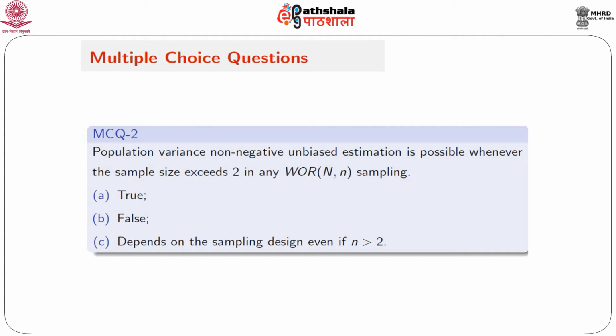Population variance non-negative unbiased estimation is possible whenever the sample size exceeds 2 in any without replacement capital N and small n sampling. True, false, or does it depend on the sampling design even if n is more than 2? So they are talking about non-negative unbiased variance estimation. The first thing is unbiased estimation, then non-negativity. Unbiased estimation needs at least 2 distinct observations. So you don't need the sample size exceeding 2; 2 is also good enough, provided pi ij is strictly positive and the condition for non-negativity holds. What is the next one?